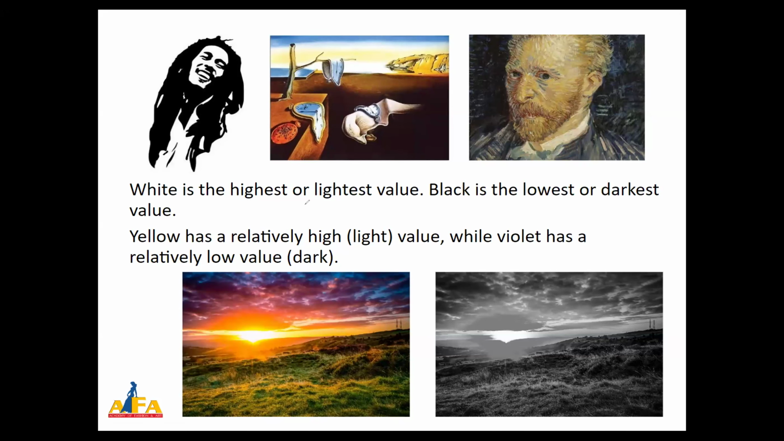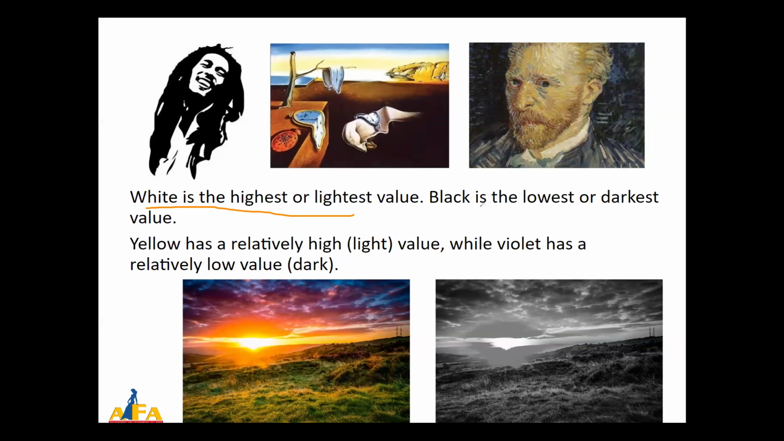The statement: white is the highest or the lightest value. Black is the lowest or the darkest value. After white, if I have to consider any color, then yellow has a relatively higher or lighter value. And after black, if I have to consider any color, then violet has a relatively low or darker value. Please do it.